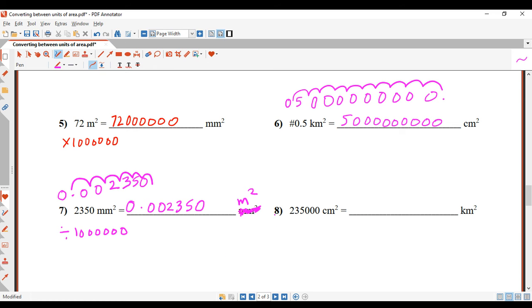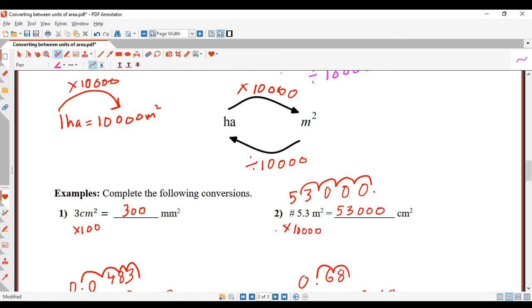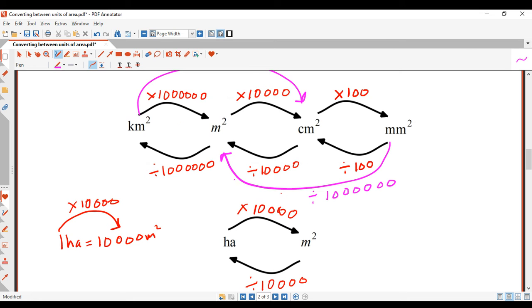Okay, now I meant to make this a hashtag question for number 8, so I'd like you to pause the video and have a go at question 8. We're going from centimeters squared to kilometers squared, so let's just have a look at that. Now if I just rub out the previous bit just to make room. Okay, so to go from centimeters squared to kilometers squared in one jump, it's 2 jumps, isn't it? There's dividing by 10,000 and dividing by 1,000,000 there. So notice there's 4 zeros there and 6 zeros there.